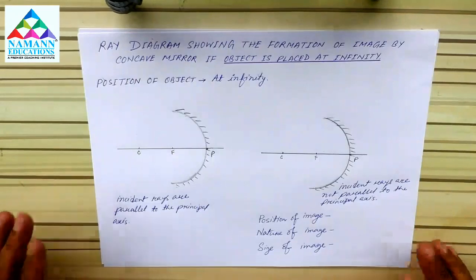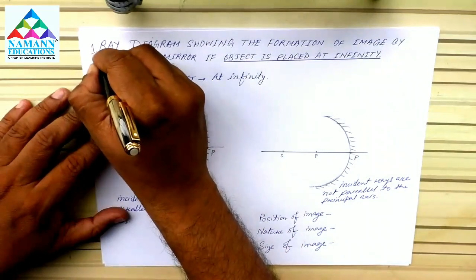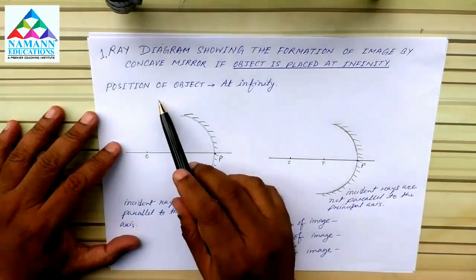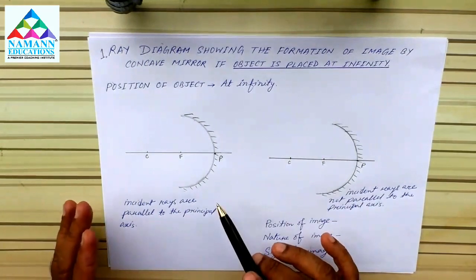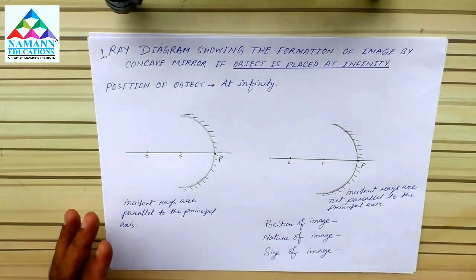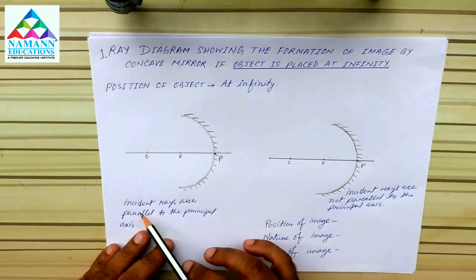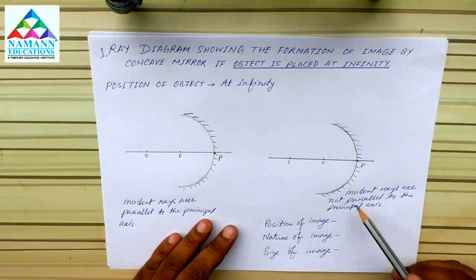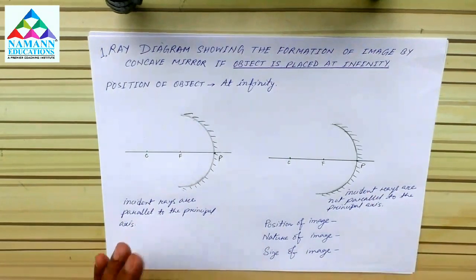Now I'll discuss our first ray diagram. First one is for concave mirror where the object is placed at infinity. So the position of the object is at infinity. We will discuss the formation of image for concave mirror drawing the ray diagram. So in the first one, the object is placed at infinity, but I am considering in the first case incident rays are parallel to the principal axis, and in the second case incident rays are not parallel to the principal axis. So in both the cases the object is placed at infinity.